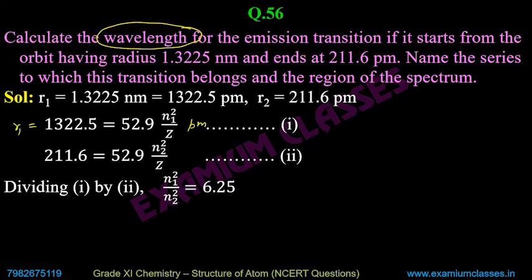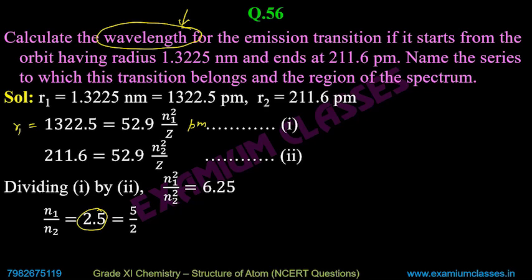If we divide equation 1 by equation 2, we get n1 square by n2 square equals 6.25. We take a square root. n1 by n2 will be 2.5 and 2.5 in simple whole ratio will be 5 by 2. It means the transition is from fifth orbit to second orbit. Up to here, it should be very clear what we have done. First, understand what is given and what we are trying to find. We have to find the wavelength. We cannot get wavelength unless either we know the energy or we know from which particular orbit to which other orbit the transition is.